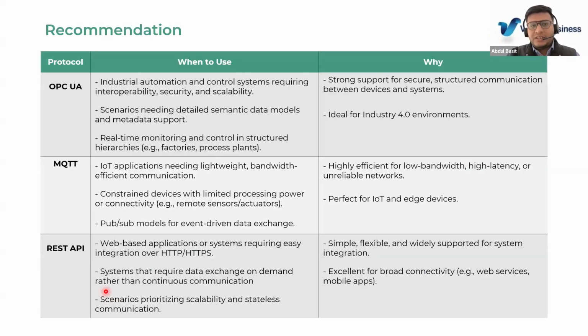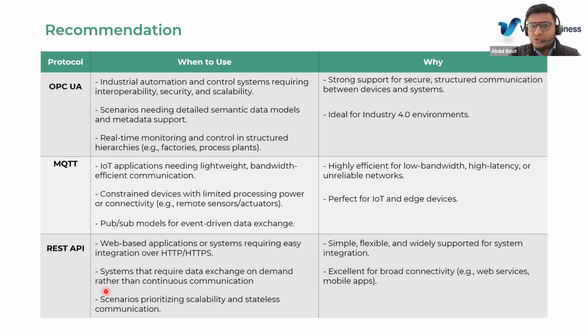Okay. So what are the recommendations when you are using different technologies? For example, OPC UA. It's solely based on our recommendations and our experience in the industry for more than 20 years. So we recommend to use OPC UA, for example, in industrial automation and control systems requiring security and scalability, number one. Number two, if you want to have real-time monitoring and control in structural hierarchies, for example, in your factories, in your process plants, we recommend to use OPC UA. Why? Because it has a strong support for secure structured communication between devices and systems, and it has a continuous connection between client and server. So, for example, the client is always connected to the server, and if there is any value, it's directly transported to the client. Okay, so it's not based on the request. It's ideal for Industry 4.0 projects.